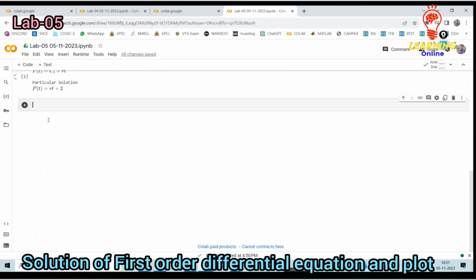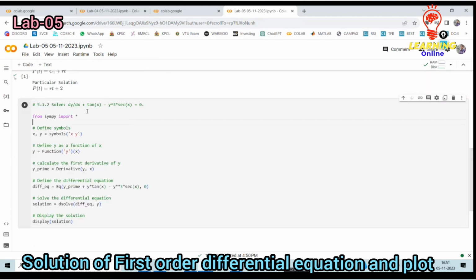I will take the same: dy upon dx plus tan of x minus y cube into sec x is equal to 0. Symbols are defined. We have two variables, x and y. Y is the function, so y is a function corresponding to x. Then calculate y prime. Y prime is equal to the derivative of y with respect to x. Then the differential expression.